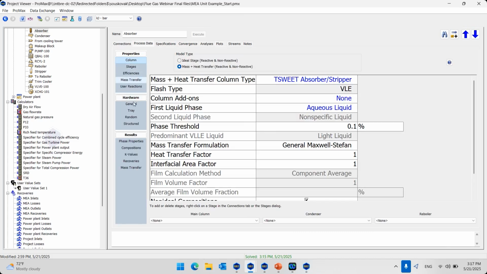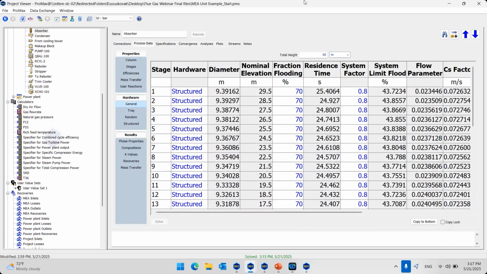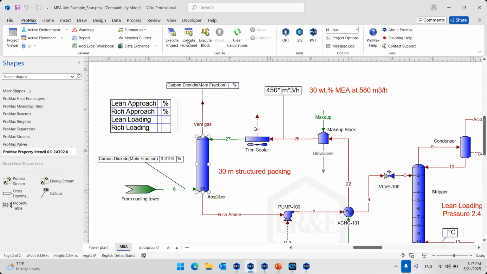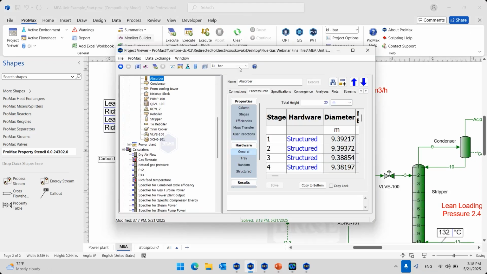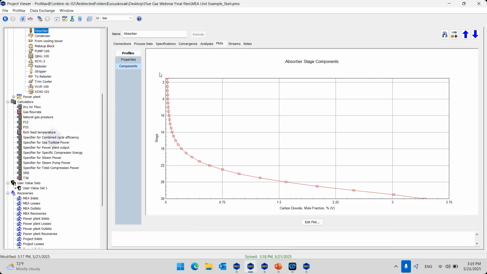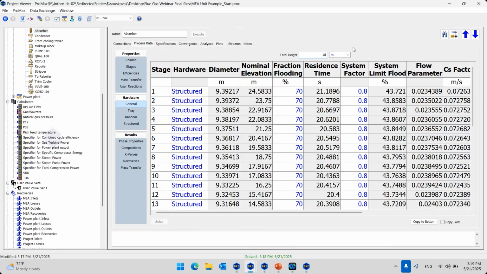So let's try that. Let's go to our height. And let's initially try 25 meters. So we will bring the height of the column down. And again, let's check the profile. So you see that we cut the upper portion. I think we could go even lower. So I could go to like 18 meters.